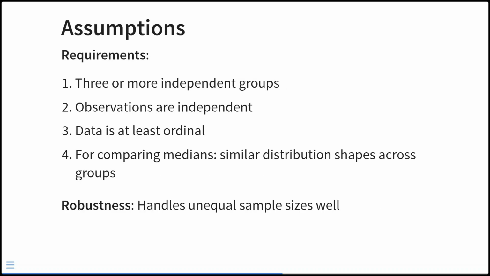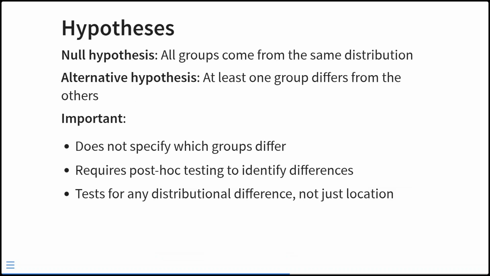The assumptions of the Kruskal-Wallis are that there have to be 3 or more independent groups, the observations are also independent, and your data is at least ordinal. For comparing medians, you need similar distribution shapes across the groups. It handles unequal sample sizes very well. The null hypothesis is that all groups come from the same distribution, and the alternative hypothesis is that at least one group differs from the others. It does not specify which groups differ. That's what you should know. You need to conduct a post hoc test for this. Also, it tests for any distributional difference, not just the location.